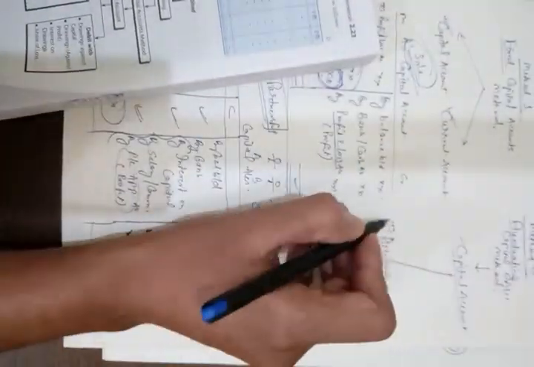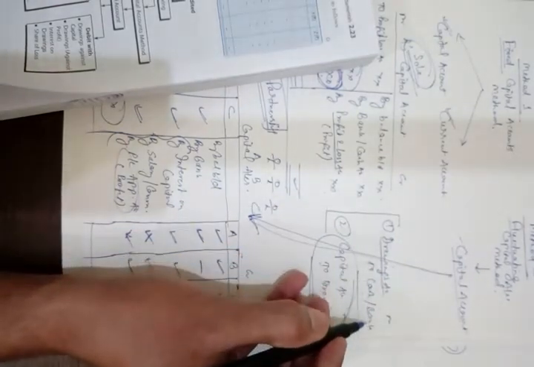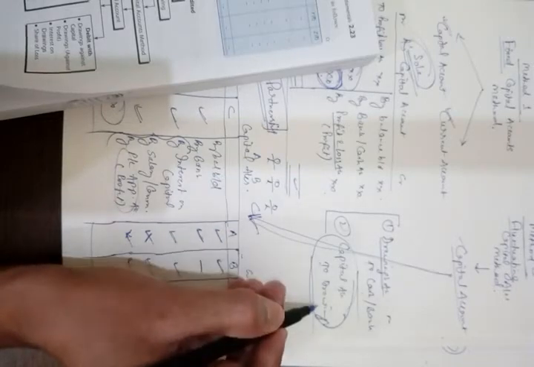So for drawing against profit, these two entries you must write. The first is drawings account debit to cash or bank, and next is partners capital account debit to drawings. Please write it down.